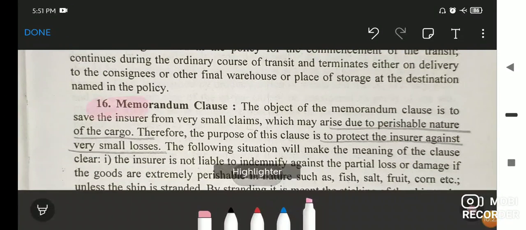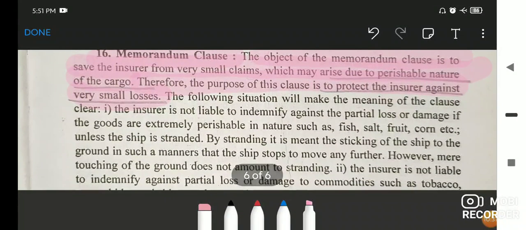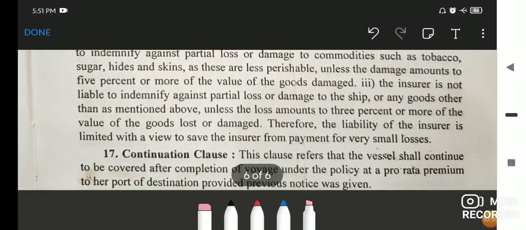Next is memorandum clause. The object of memorandum clause is to save the insurer from very small claims which may arise due to perishable nature of the cargo. Therefore, the purpose of this clause is to protect the insurer against very small losses. Some minute losses are there which arise due to the perishable nature of the product, such as fish, salt, fruit, corn, etc. So in that case, if there is any loss that is arising, the insurance company will compensate you in that regard as well.